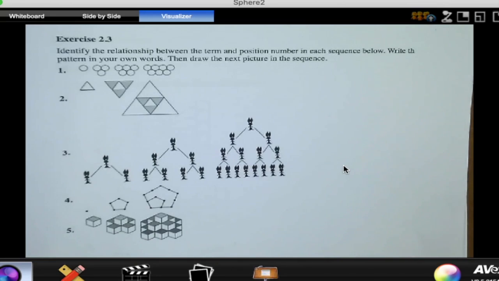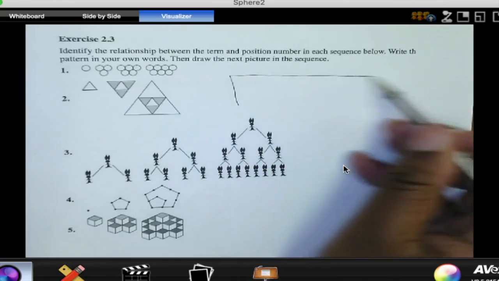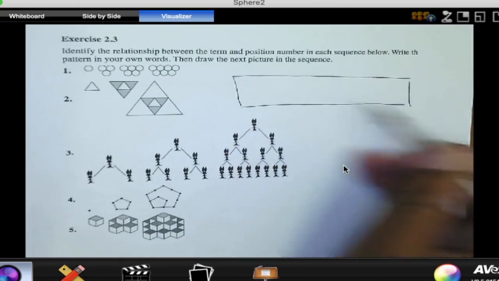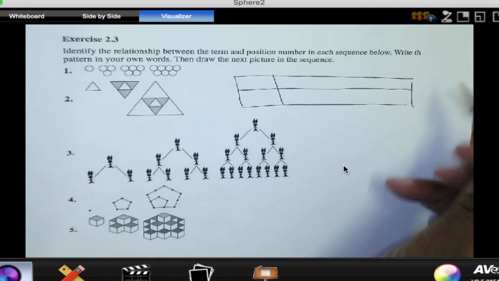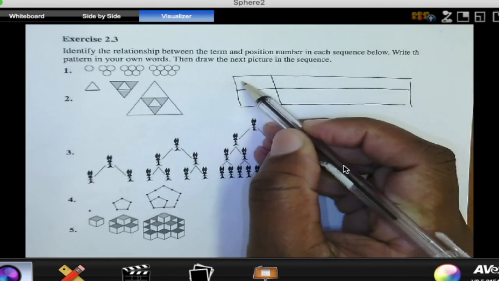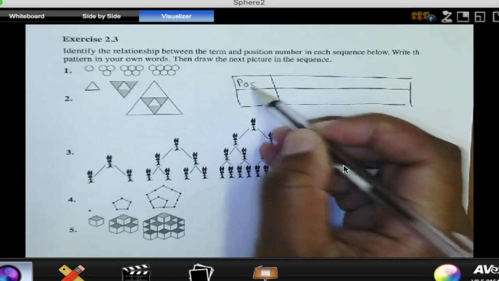So guys, I want you to start with those rings there or those circles there and come up with a number sequence. So do you have this? Right, what did you write here? So we're writing the position there.